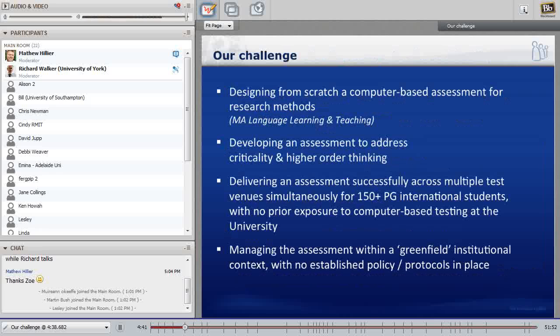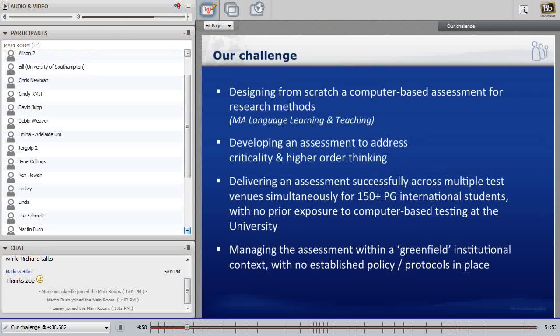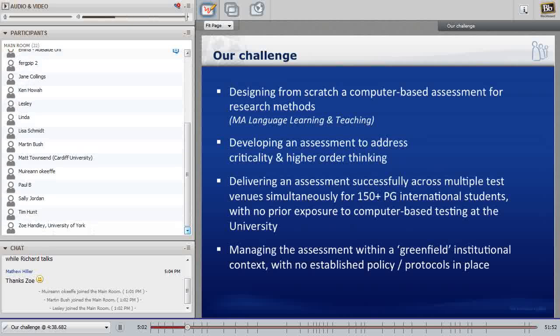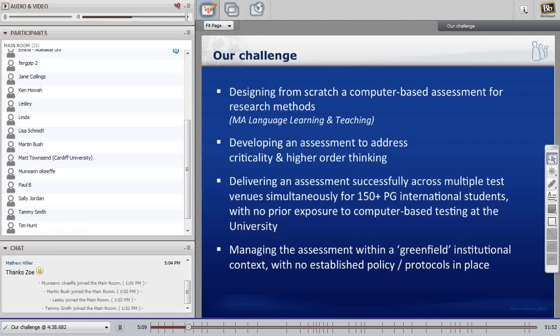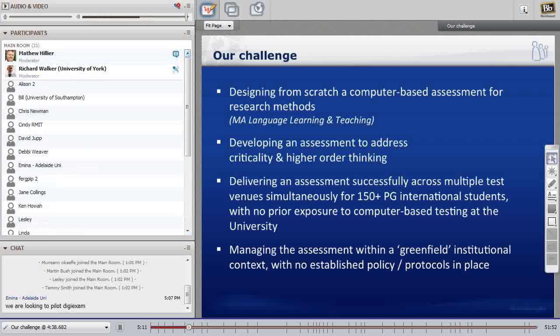But we did face challenges, and obviously starting to design any sort of exam from scratch is challenging, particularly when you are moving from a pen and paper culture to a digital one. The other side is how you authentically address criticality and higher order thinking, which are the levels demanded of a master's standard, and how you do that through the use of MCQ questions.